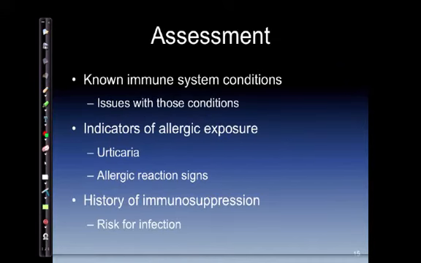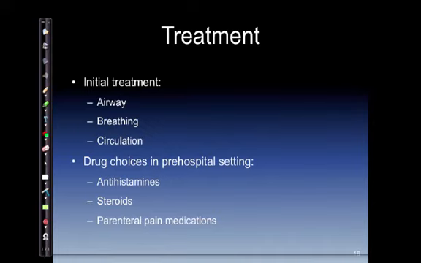On assessment, know the immune system conditions, issues with those conditions, and indication of any kind of allergic exposure like urticaria or allergic reaction signs. If they have any history of immunosuppression, please get that down and take that into consideration, and also a possible risk for infection due to a recent illness or due to medications that they might be on. Treatment, very simply: initial treatment is going to be dealing with their airway, breathing, and circulation.